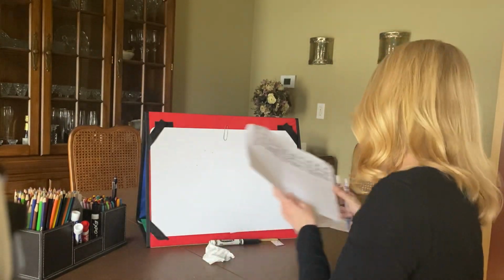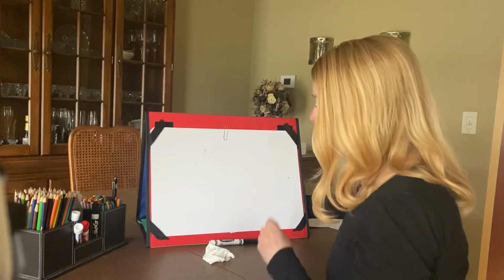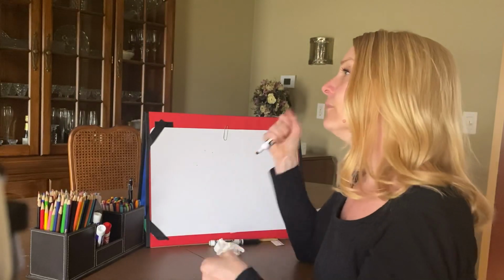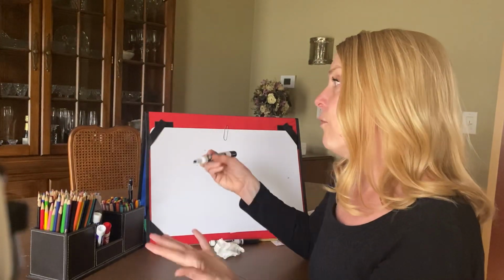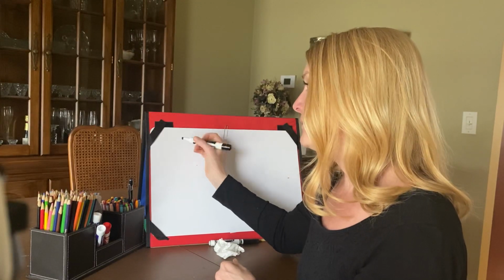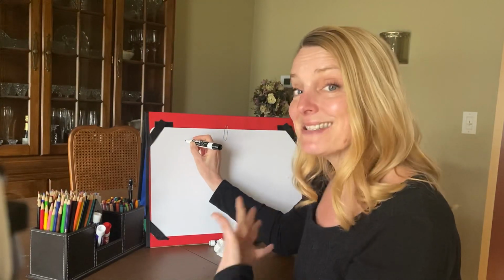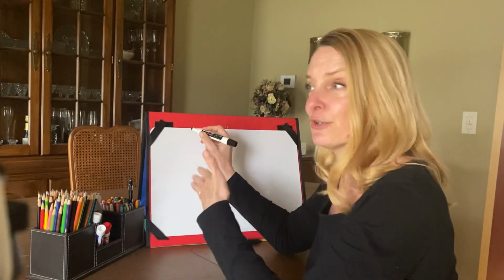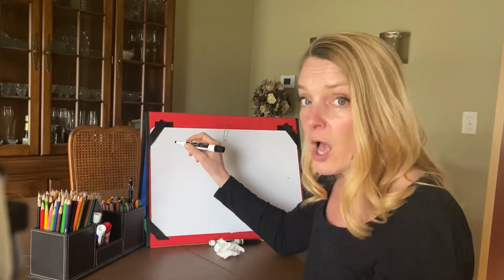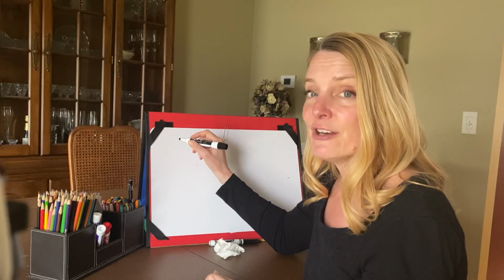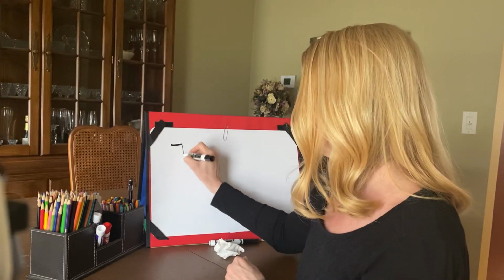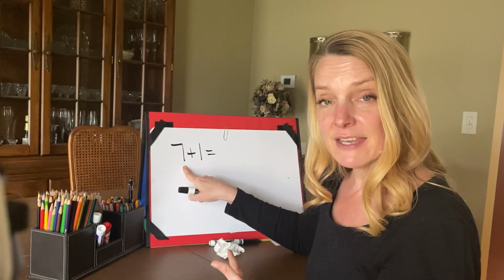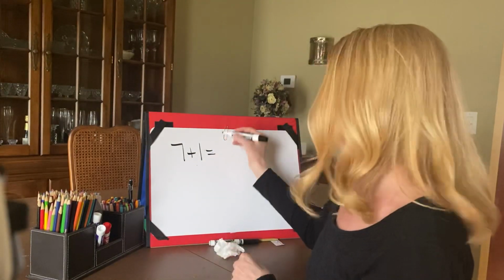So yesterday we talked about adding 1 to a number. And we learned previously that anytime you add 0 to a number, the answer is always that number. When you add 1 to a number, the answer is now the next number. So if I had 7 plus 1, the answer is, what number comes right after 7? The answer is 8. Good job.